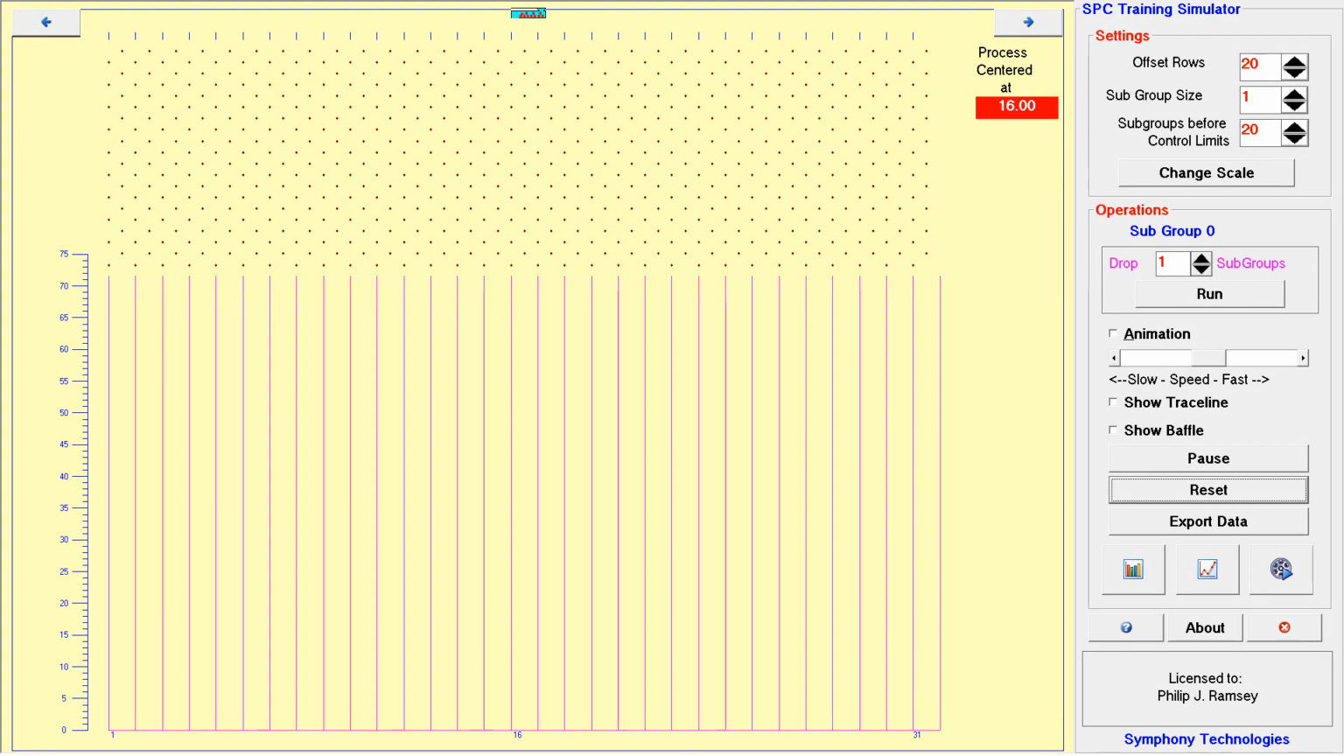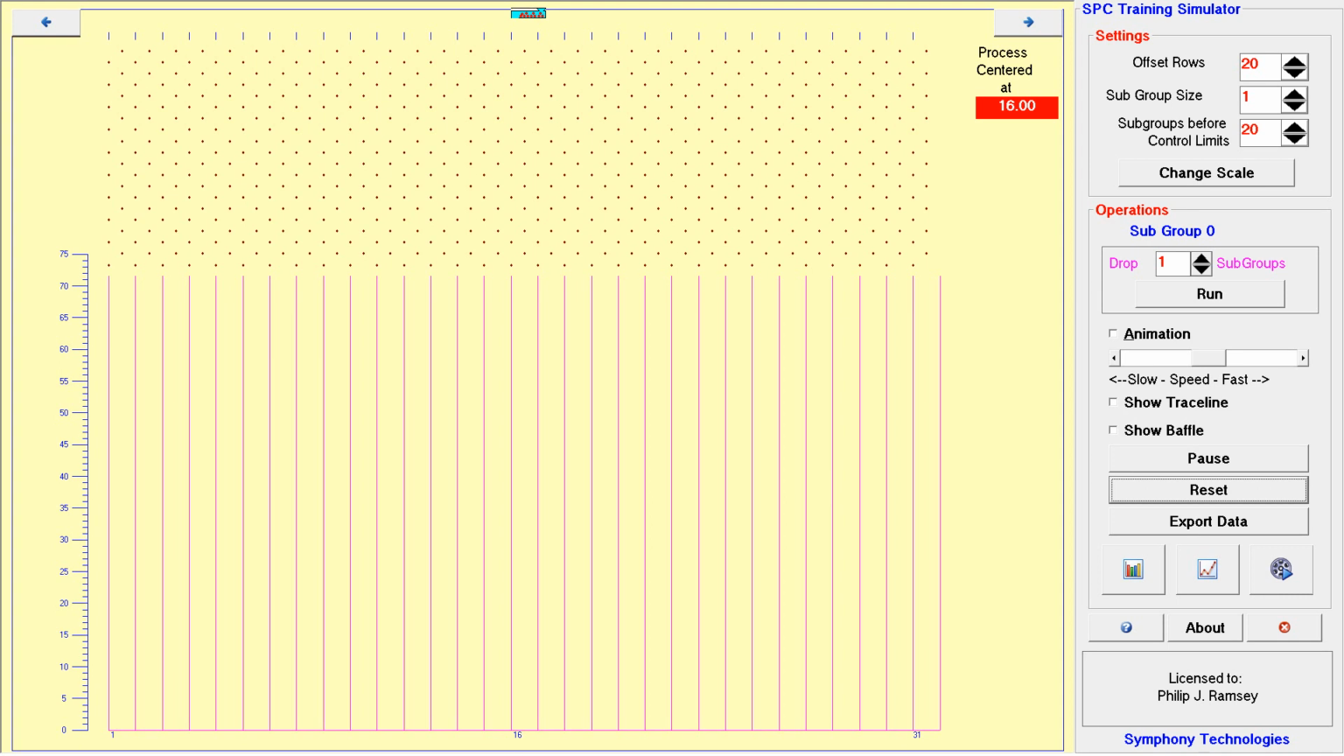So how could I reduce the variation? Well, the fact of the matter is, moving the funnel around, the most obvious thing to do, won't help. But remember what I said, these pins represent sources of variation in a system. Well, what if I remove some of the pins?